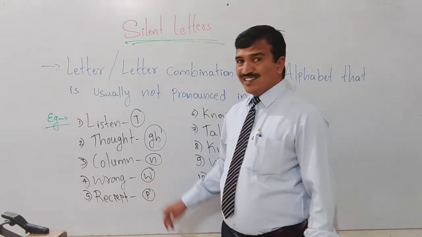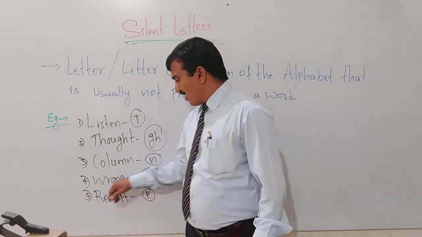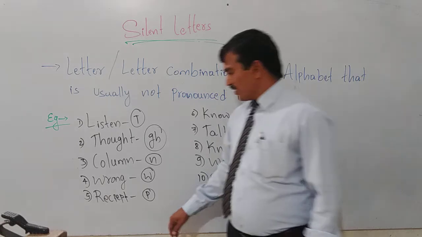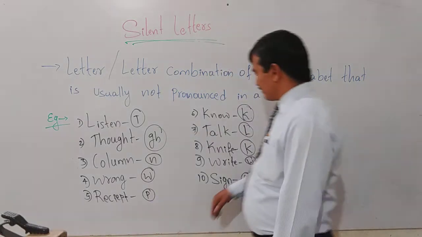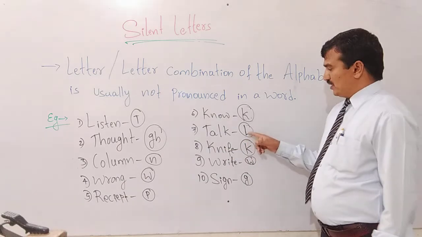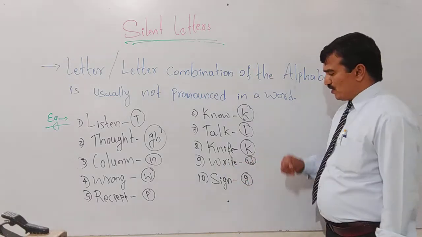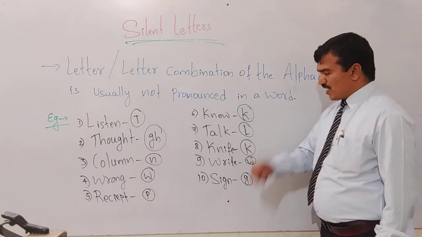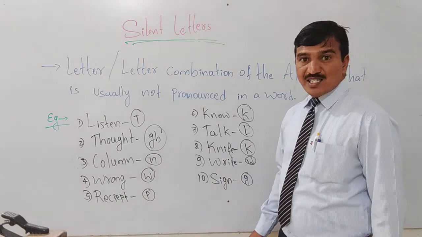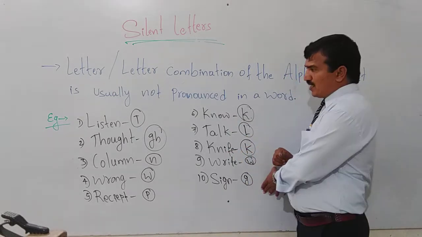Wrong, not wrong, so W is silent. Receipt, P is silent. Talk, L is silent. Knife, K is silent. Right, W is silent. Sign, we don't pronounce it like sigma, only sign. So G is silent here.